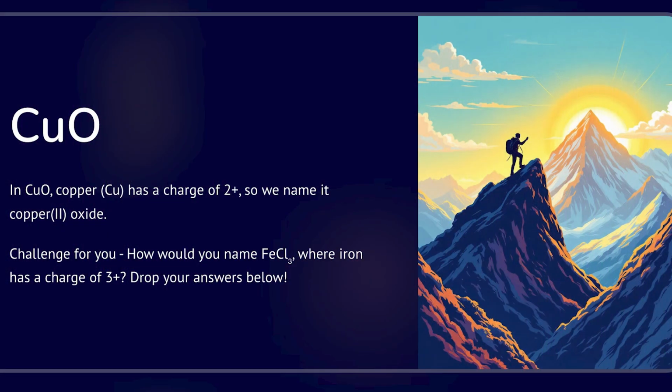So let's take a look at the second example, which is CuO. In CuO, copper has a charge of 2+, so we name it copper(II) oxide.